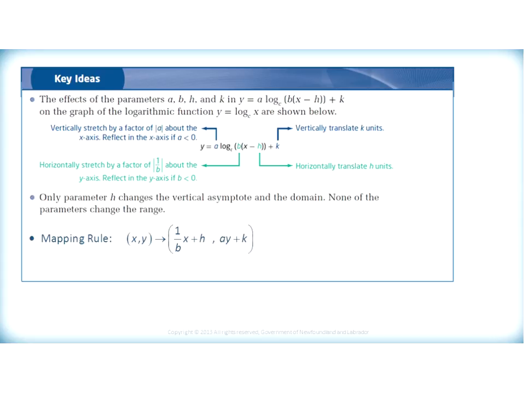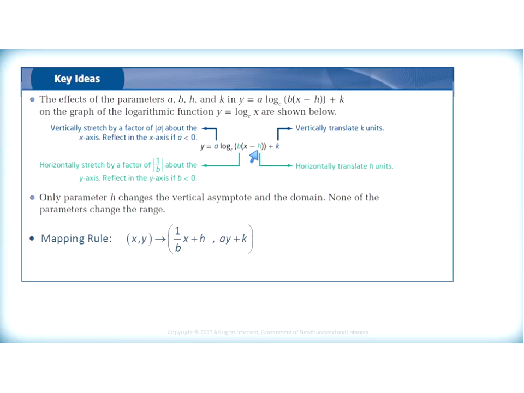The effects of the parameters a, b, h, and k in the equation y equals a times the log of b times (x minus h) to base c, plus k, on the base graph of a logarithmic function, y equals the log of x to base c. Remember that a represents the vertical stretch, and if a is less than 0, you also have a vertical reflection in the x-axis. When the value of b is less than 0, you have a horizontal reflection in the y-axis. Otherwise, the horizontal stretch is equal to 1 over the absolute value of b.